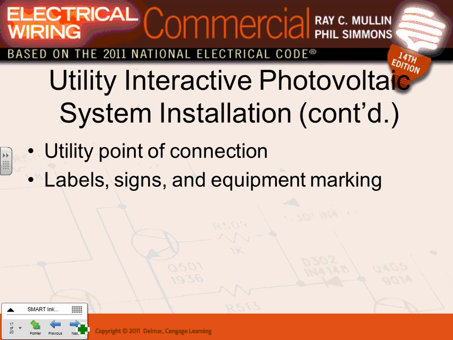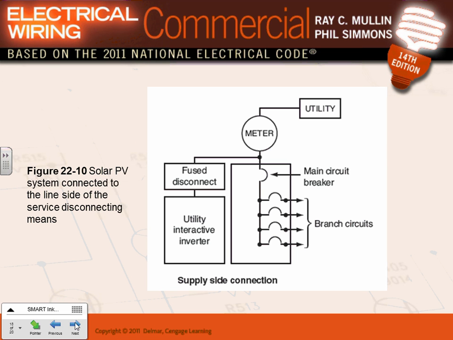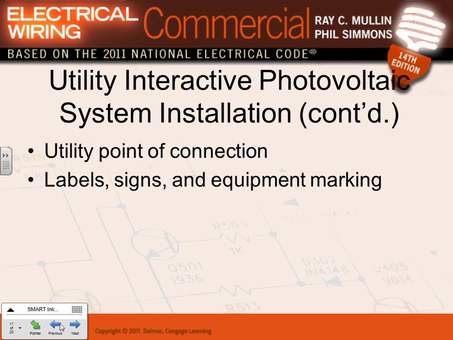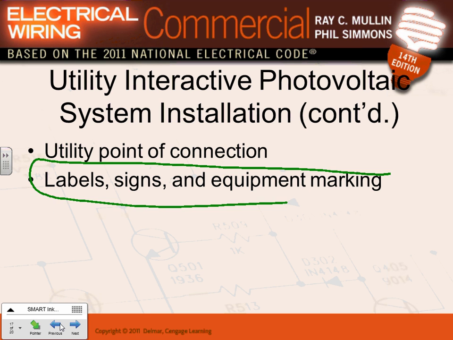Utility point of connection, labels and equipment marking. We'll talk about this one, guys, in a second. When you tie to the electrical utilities, let's talk about labels. Your system, guys, has to be labeled. All your wires, all your conduits that are carrying the solar photovoltaic system have to be labeled as solar photovoltaic system feeders, so you don't cut into them. They don't have a whole lot of protection.